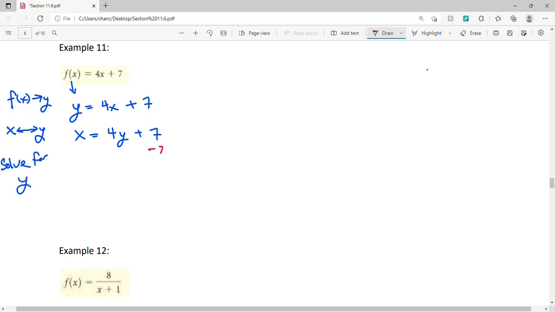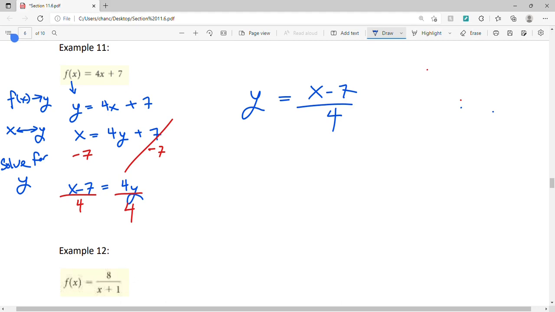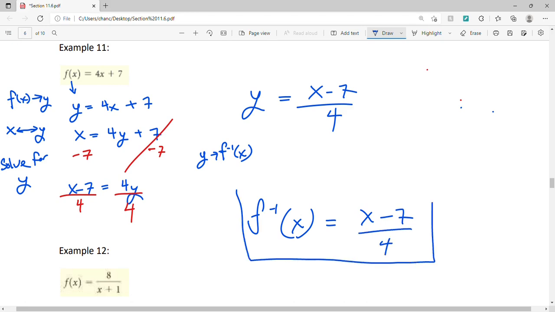Let's subtract that 7 from both sides. x minus 7 is equal to 4y. And now I've got to solve for y, so that means I need to divide both sides by 4. And y simplifies to x minus 7 over 4. But we're not done yet. We've got to replace the y with the inverse symbol for the inverse function. And so my final answer is f inverse of x is equal to x minus 7 over 4. This is the inverse function.